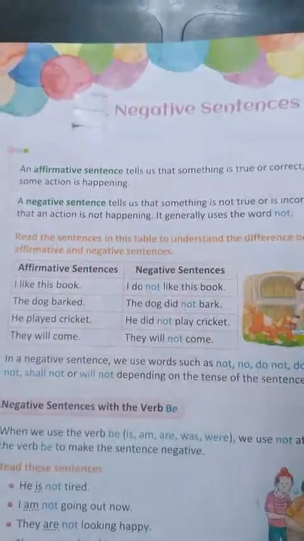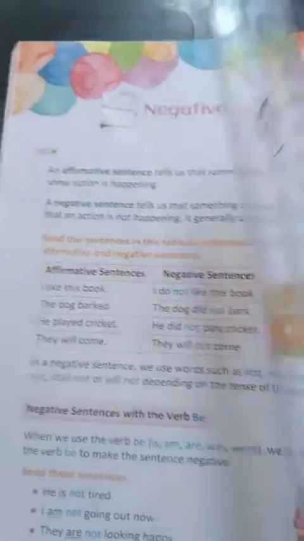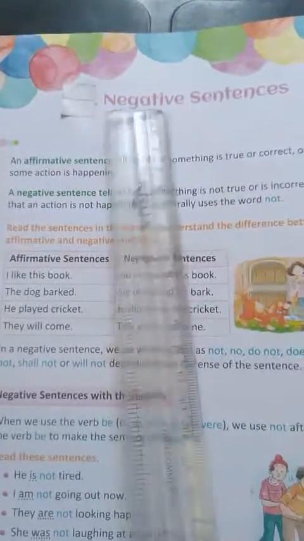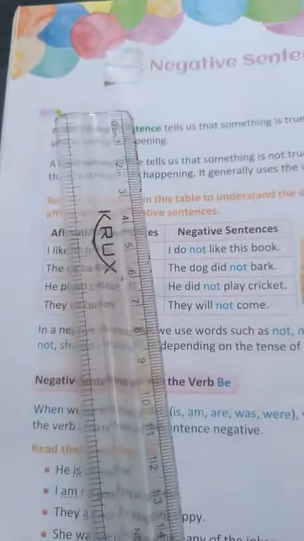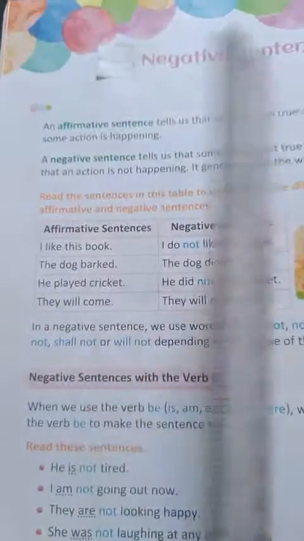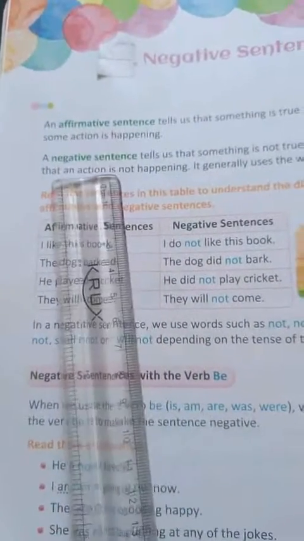Today I am going to explain how you change an affirmative sentence to a negative sentence. Okay, so the chapter is negative sentence. Now let's begin. We can divide declarative sentences or assertive sentences into two parts, affirmative and negative.